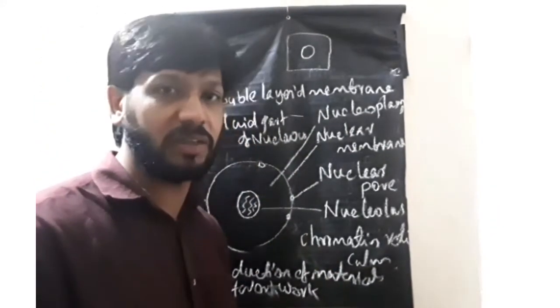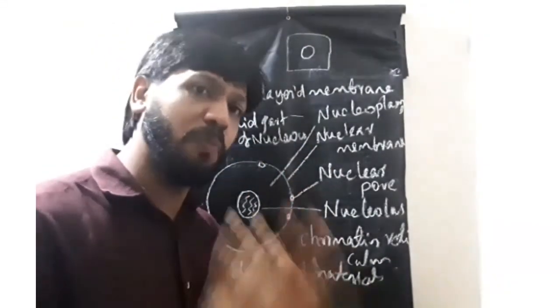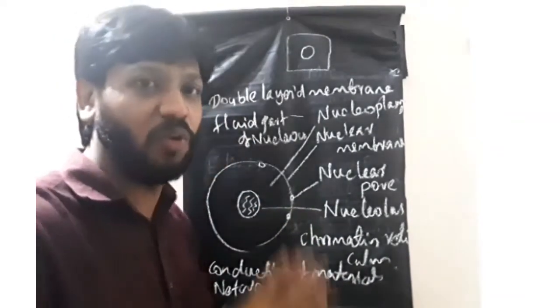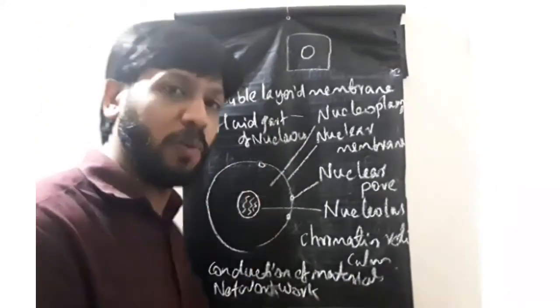Nucleoplasm is like cytoplasm. The fluid part of a cell is called cytoplasm. The fluid part, the free space of the nucleus, is called nucleoplasm.